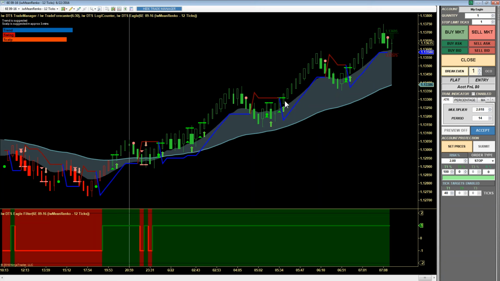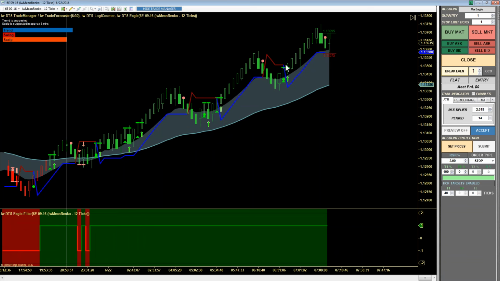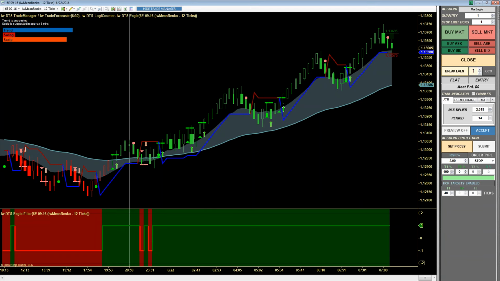Got a secondary signal right here as the market flipped over our ATR line. That's a squiggly red and blue line that you see here. And that was followed by yet another continuation signal right there. So at least according to the Eagle, the euro seems to be trending pretty well.